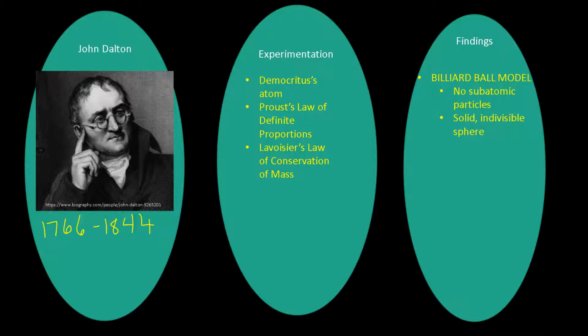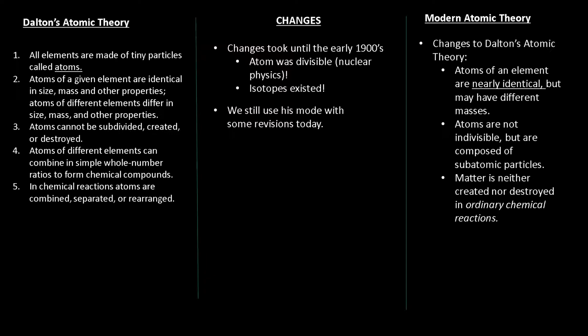So instead of conducting experimentation on his own, he used Democritus' idea of an atom, Proust's law of definite proportions, and Lavoisier's law of conservation of mass to create the billiard ball model, which, as you can see here, is just a solid, indivisible sphere. And notice how there are no subatomic particles. There are no protons, electrons, neutrons, there's no nucleus. He just thought it was an indivisible sphere. And to back up his statements, he created Dalton's atomic theory, which we're going to look at here.